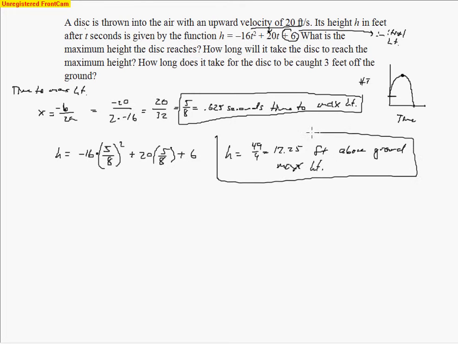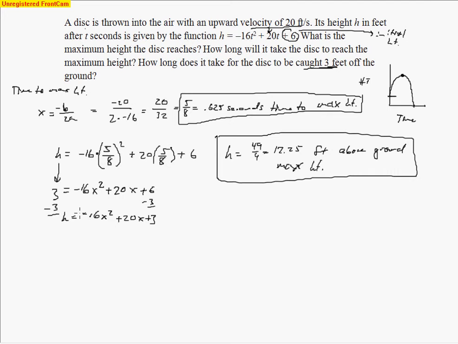Now they're going to ask us for something a little bit different. How long does it take the disk to be caught 3 feet off the ground? Okay, let's do this. Let's take 3. We're going to put it in for h. Let's rewrite our formula here. Negative 16x squared plus 20x plus 6. Let's go ahead and move that 3 over. We've got to get h by itself. And now we've got this. Negative 16x squared plus 20x plus 3 equals h.